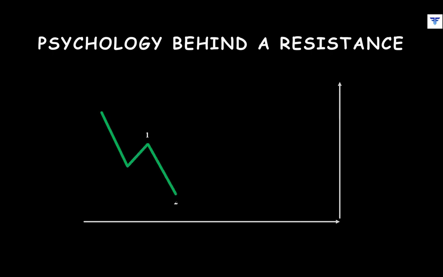Let us now think about the psychology behind a resistance and understand why prior resistances hold. For doing so, let us use the same example that we used earlier. Price bottoming out at point 2 and starting to move higher tells the chartist that buyers are being more aggressive than sellers, which is causing the price to recover from the lows of point 2.